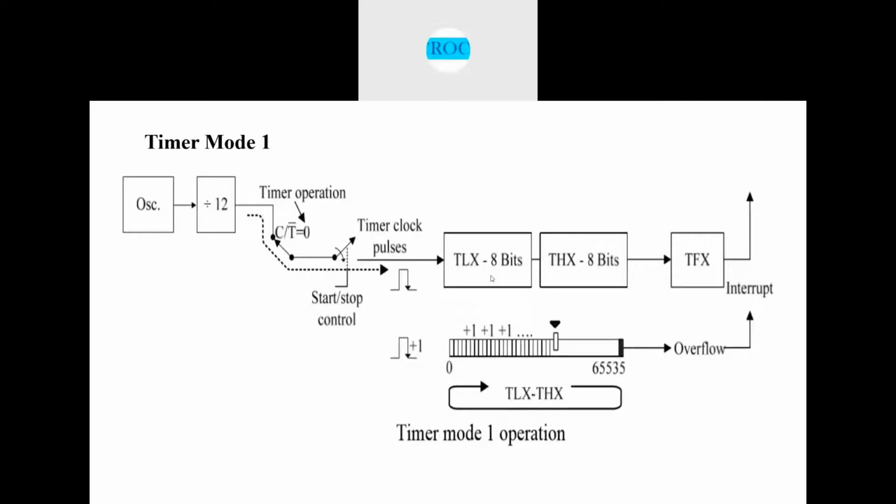For each clock pulse it receives, the timer will increment its count. For example, the initial value in the TLX register will be 00H, which is 8 bits. Whenever it receives one clock pulse, the TLX register will increment by 1, so it will be 01. The next time it will be 10. On the third clock pulse it will be 11. This is how it works.